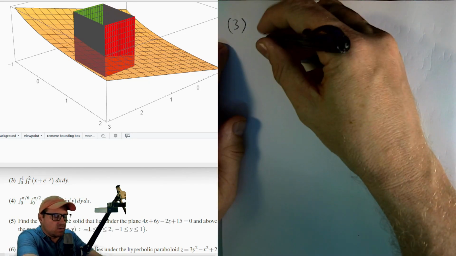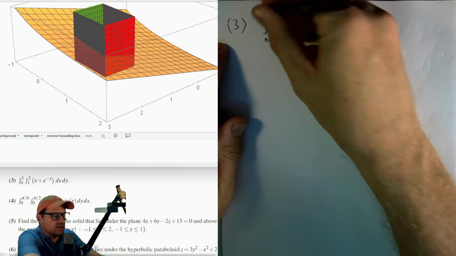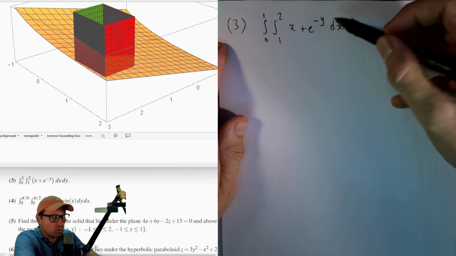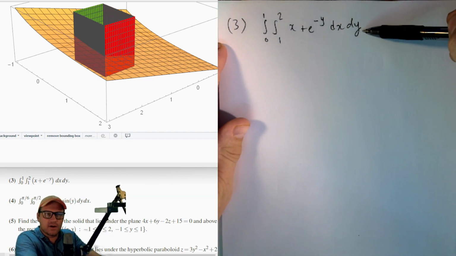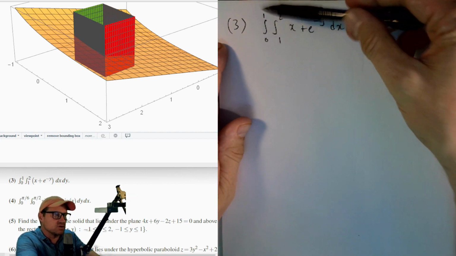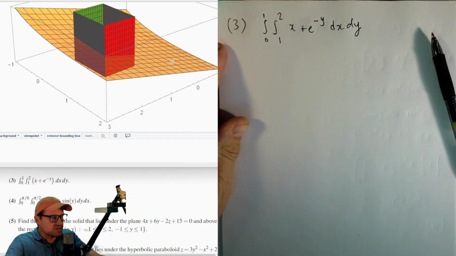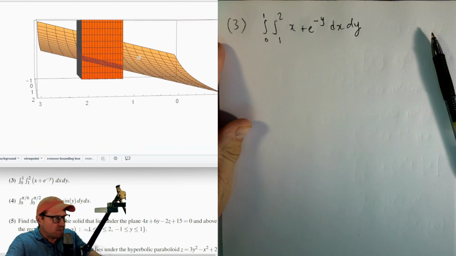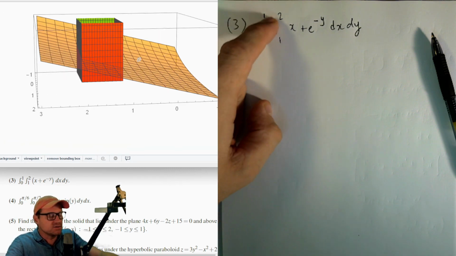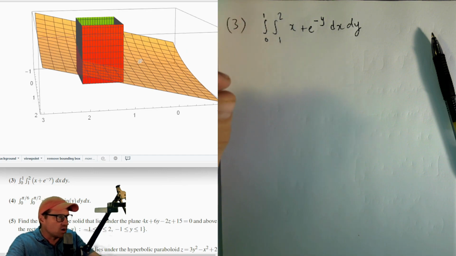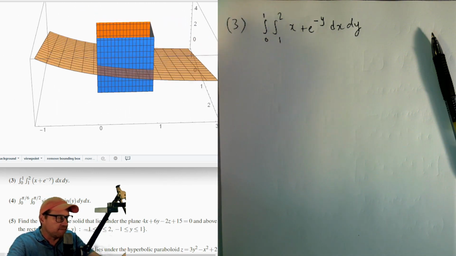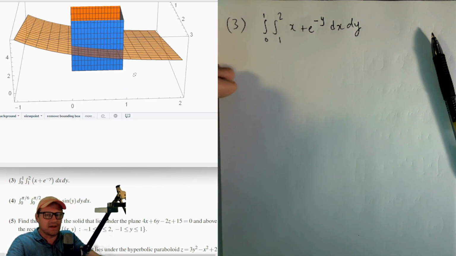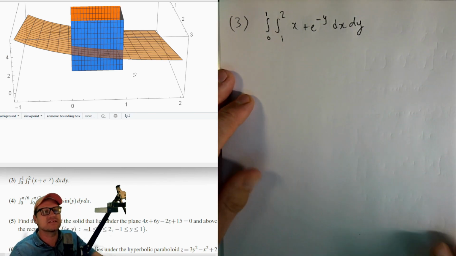Question 3. So again, we have a double definite integral, x plus e to the power of minus y, first integrated with respect to x as x goes from 1 to 2, and then integrated with respect to y as y goes from 0 to 1. And so here we have a picture of this surface and some bounds. So the bounds go from 1 to 2 in x and from 0 to 1 in y. And we're calculating the volume under this surface down to the xy plane, or z equals 0. So let's begin this calculation.